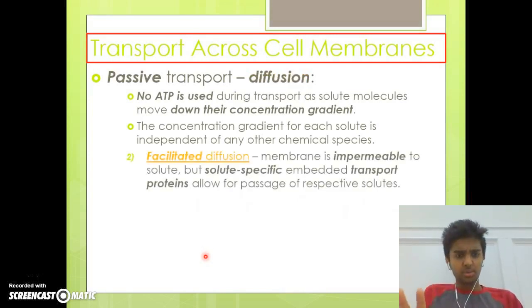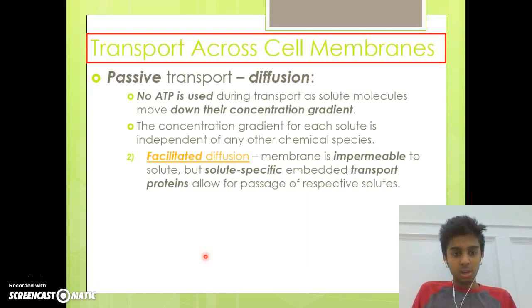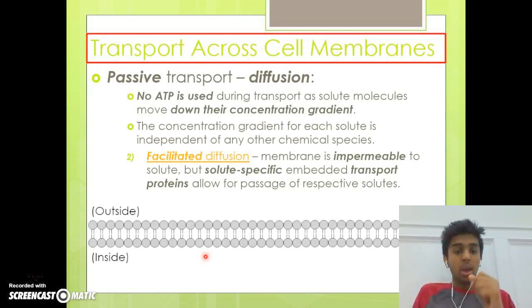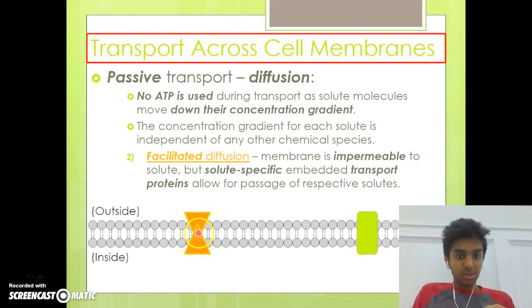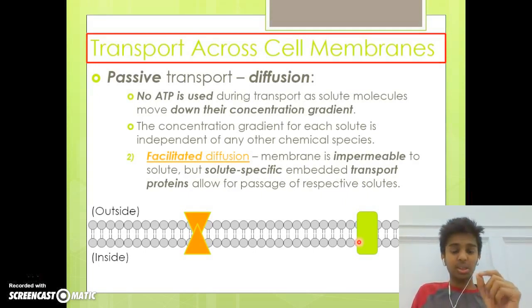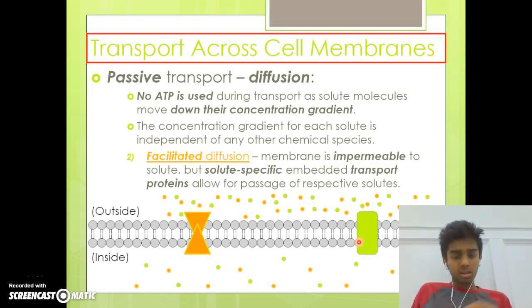Now there's a second type of transport. It's not just diffusion like passive transport, but it's facilitated diffusion, which is still a type of passive transport. Here's how it works. The membrane is impermeable to the solute, but solute-specific embedded transport proteins allow for passage of the respective solutes. These are some specific proteins stuck in the cell membrane outside and inside. They're called transport proteins, as we described earlier, and they'll allow a specific solute in and out of the cell. So in this case, we have the green on the outside, the orange on the outside, and vice versa.